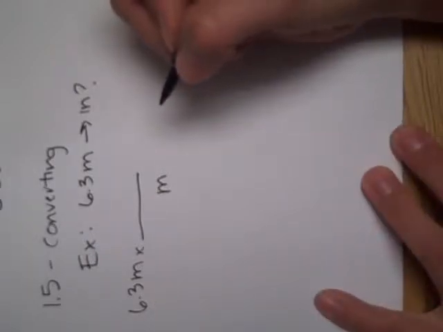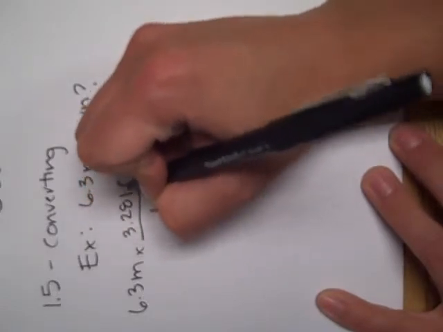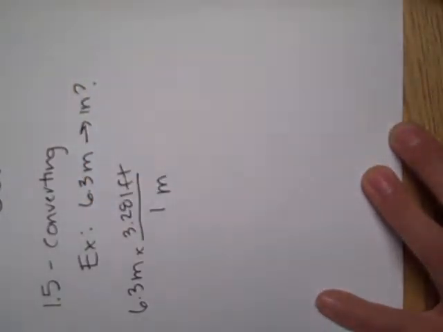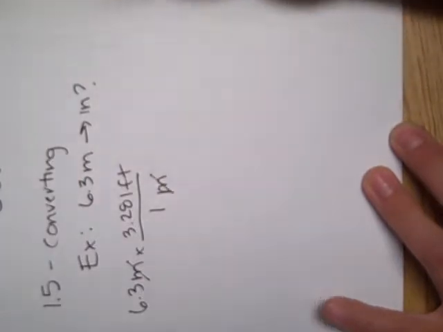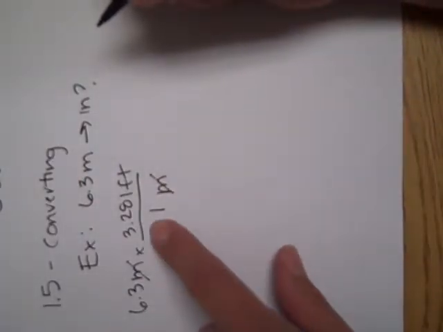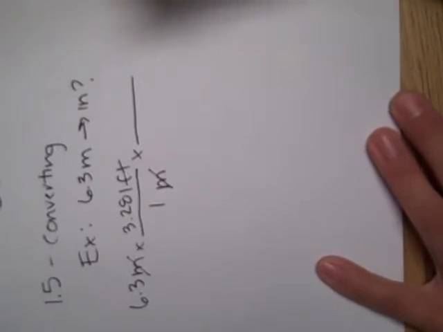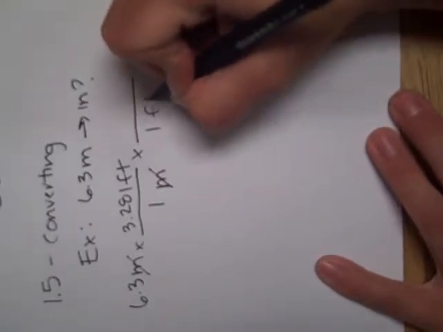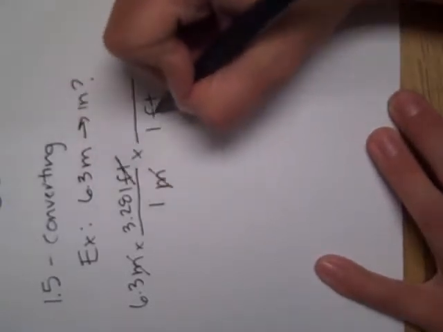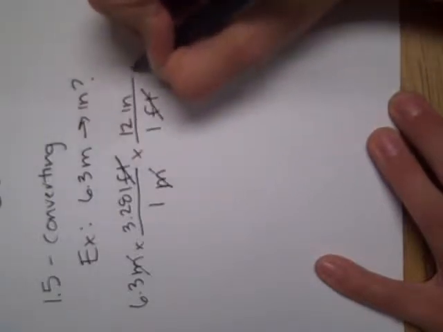So what I can do is I know that 1 meter is 3.281 feet, and you could look that up or just start knowing it. And so now meters cancel with meters. And if I stopped there and did 6.3 times 3.281, I would have my answer in feet and I would be good to go. But I need to do one more conversion to get it to inches. So now I'm going to say 1 foot, and I'll put that in my denominator so feet can cancel with feet, and that is equal to 12 inches.